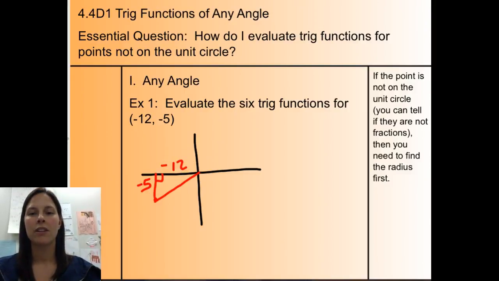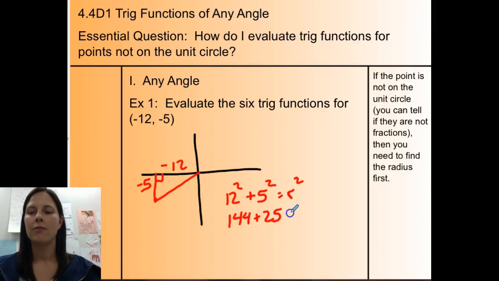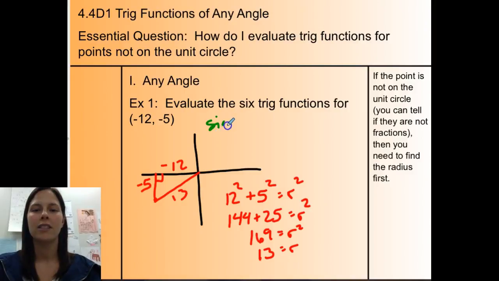And then we'll have to use Pythagorean theorem to solve for the side that we don't. Once we square it, they'll become positive anyway, so I'm just going to drop the negatives. 12 squared plus 5 squared equals our radius squared. 12 squared is 144 plus 25 gives us 169, and the square root of that is 13. Once we know all 3 sides, we can easily generate those 6 trig functions.